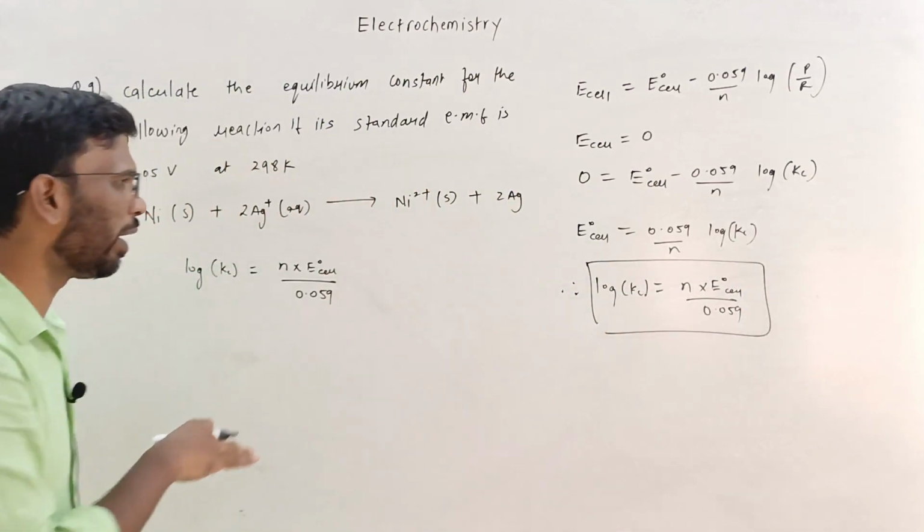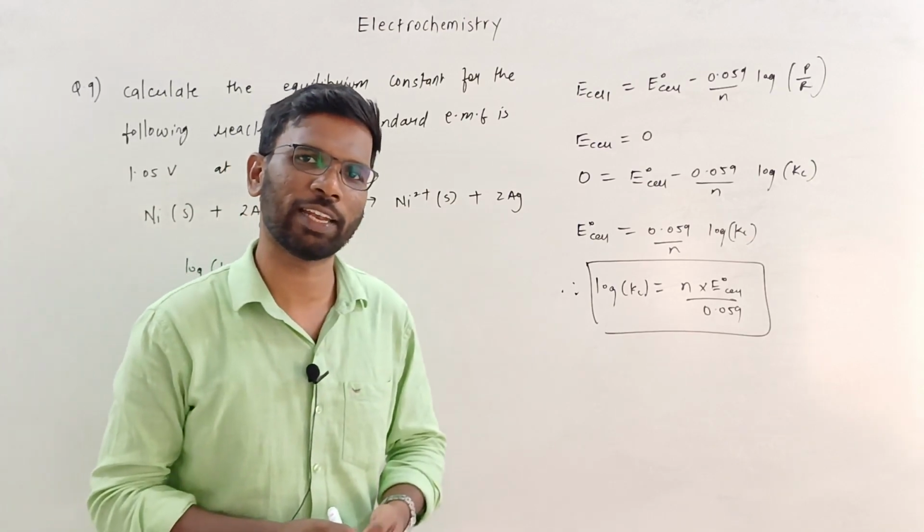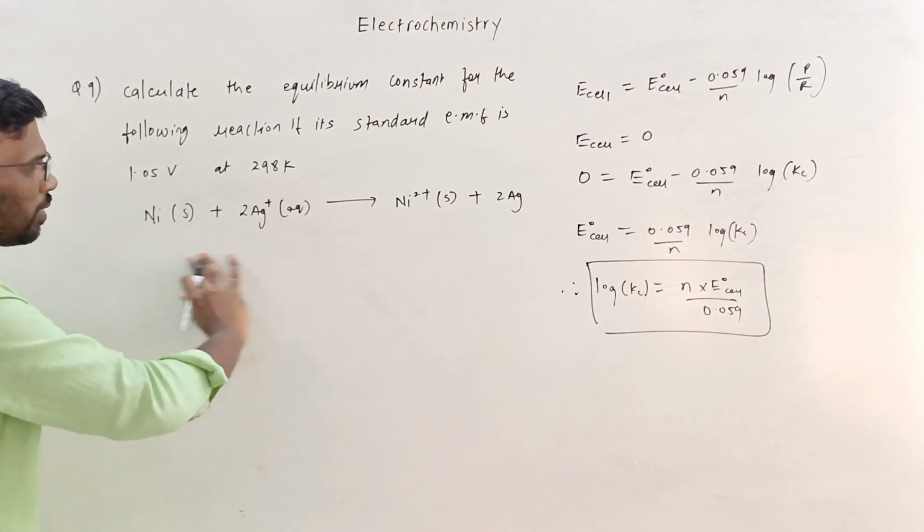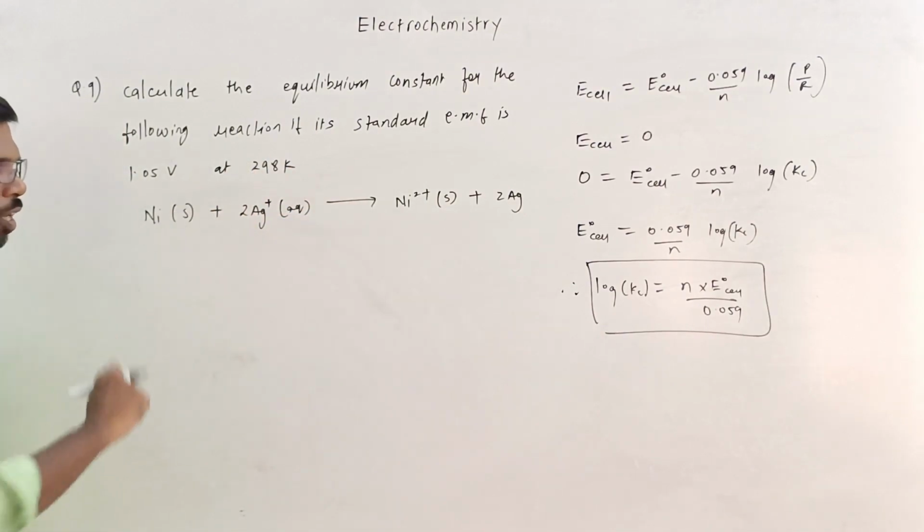So this is how the formula is derived. First we will find log of Kc, then we will find Kc. Kc is what we need to find. So from this reaction, what is the n value? The n value should be equal to 2.